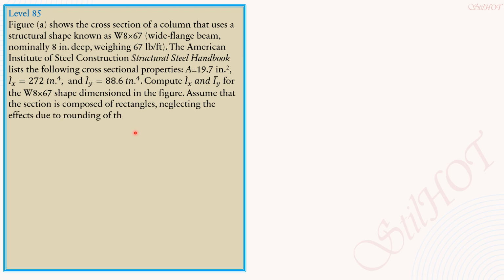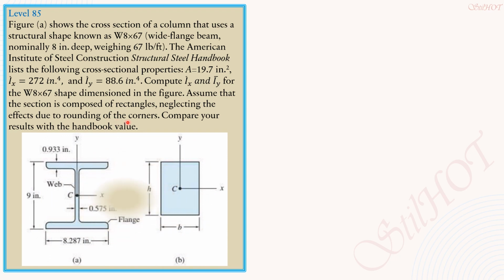Compute the centroidal moment of inertia with respect to x and with respect to y for the W8 by 67 shape with dimensions in the figure. Assume that the cross-section is composed of rectangles, neglecting the effects due to rounding of the corners. Compare your results with the handbook value.